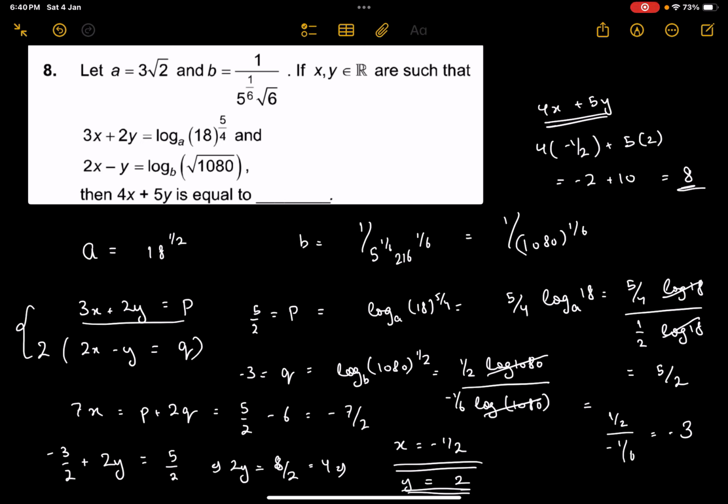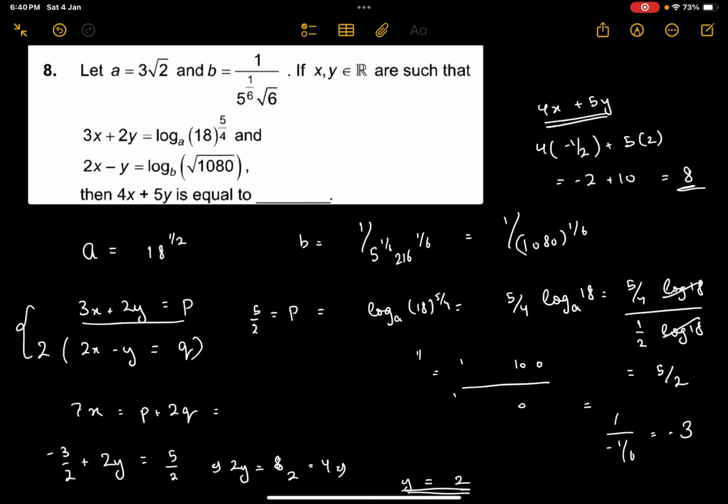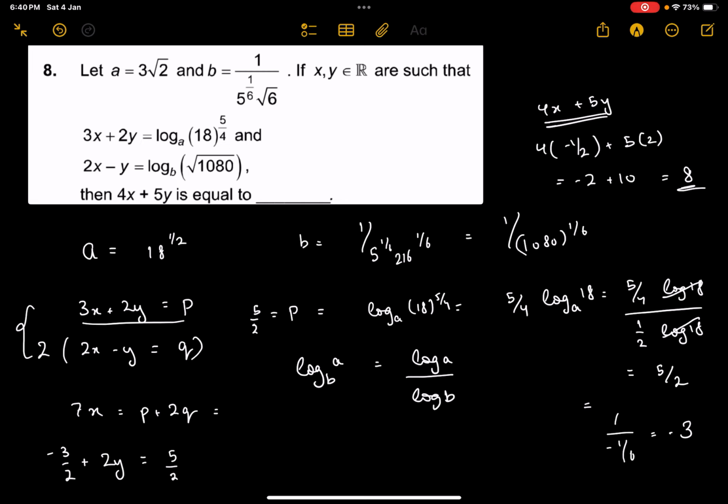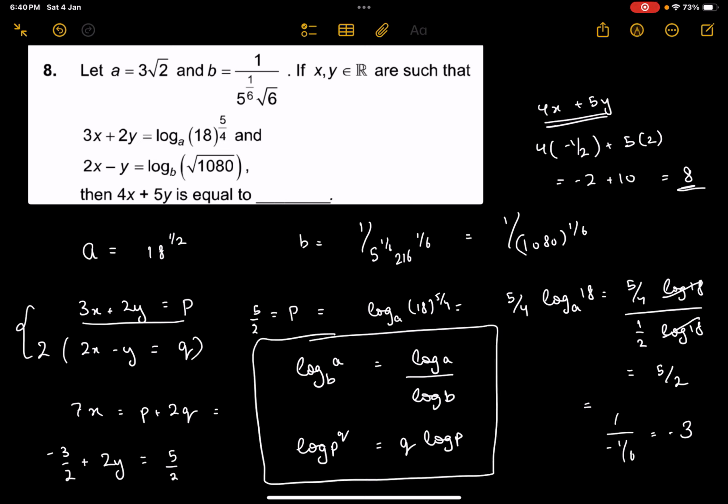See, the only thing that we needed to remember here was the important identities or rules, if you may. Here are log base b a is equals to log a upon log b for all a and b positive, obviously, and log p to the power of q is equals to q log p. Using these two rules, we can solve this problem.